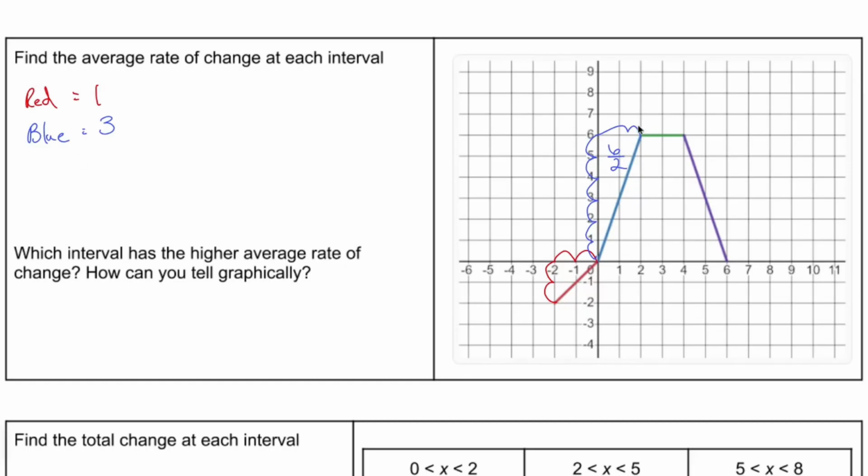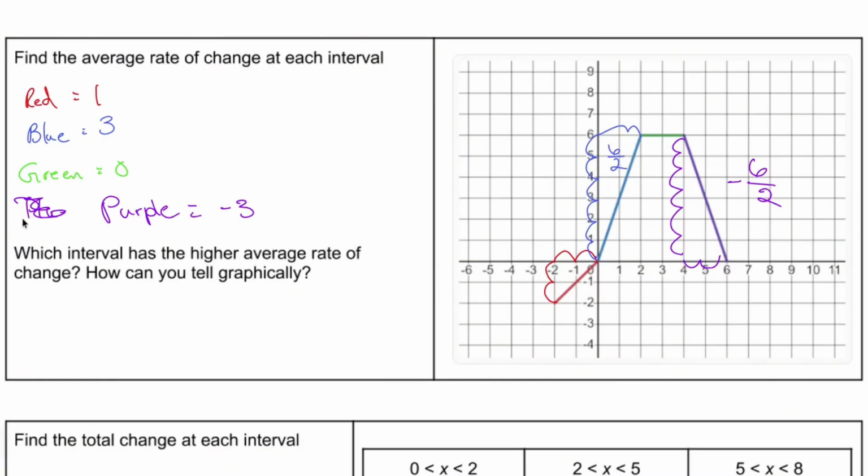For green, it's flat, which means 0. Easy. I can handle that. And for purple here, we have a negative slope, and that goes down 1, 2, 3, 4, 5, 6 over 1, 2. So negative 6 over 2 is going to have, that's not how you spell purple. That's how you spell purple. As an average rate of change of negative 3.